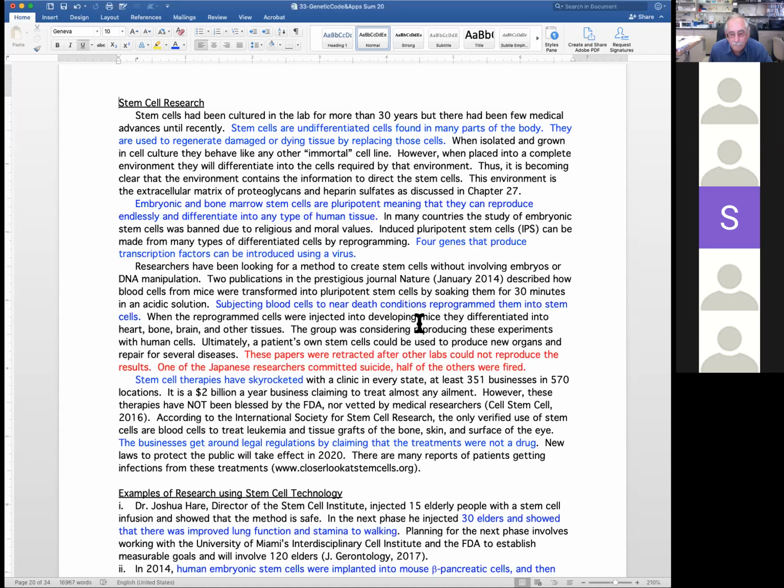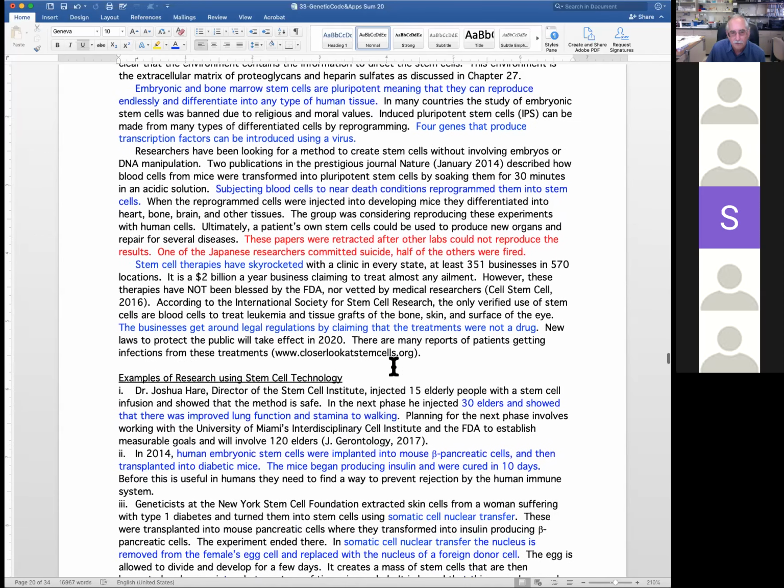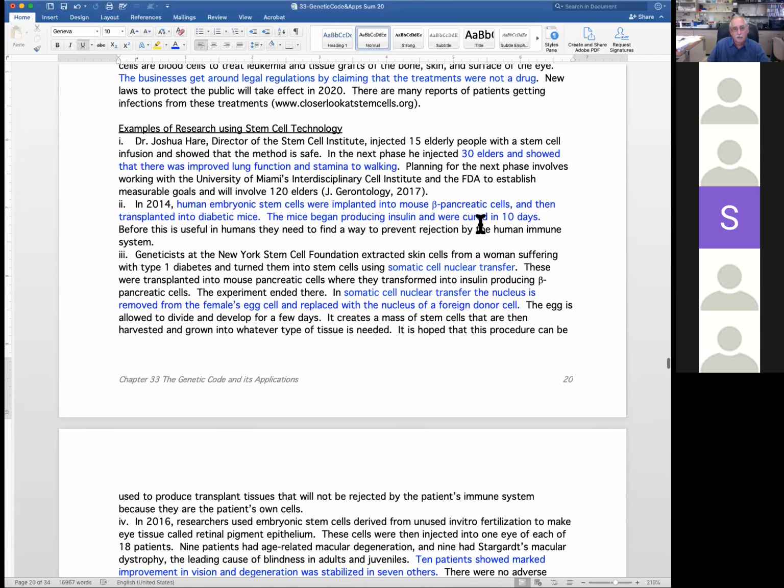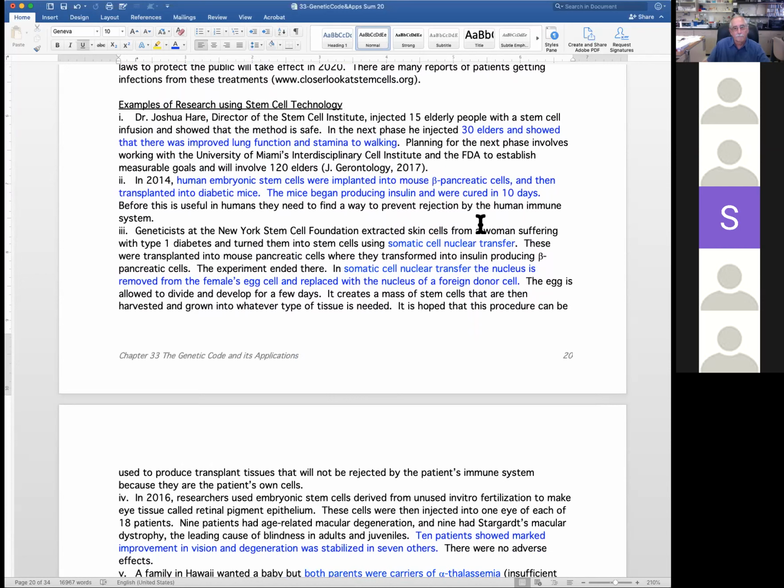Nobody could repeat the results. One of the researchers committed suicide. Half the other ones were fired. Apparently they just faked it. And stem cell therapies have skyrocketed. There's a clinic in every state. They claim this, they claim that. And the businesses get around legal regulations by claiming that the treatments are not a drug. So it's a very hot topic, very controversial.